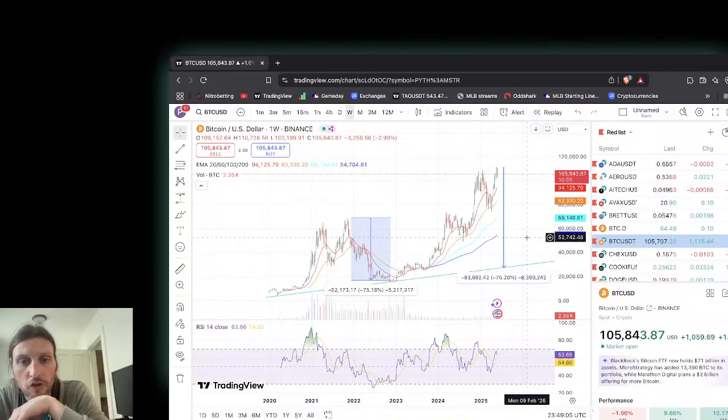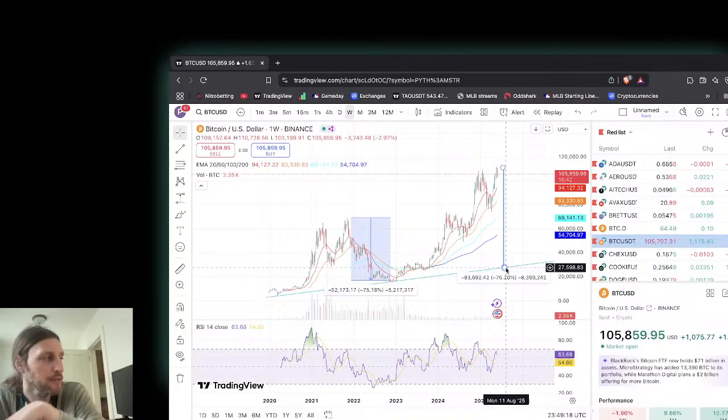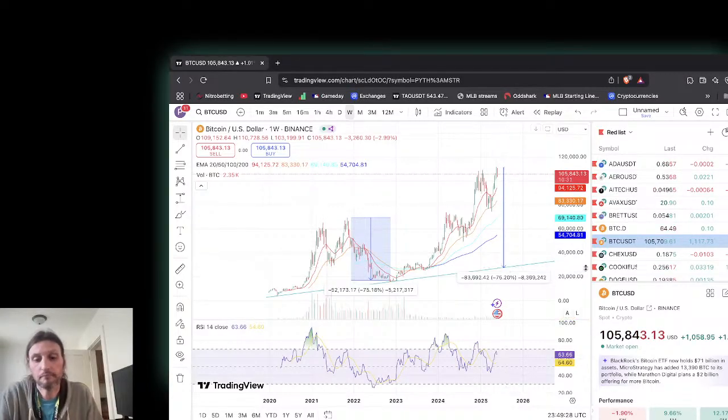Do you think that is coincidence? 75.18% pullback, 75.2% pullback, and it takes us directly to the same trend line. So, cycles don't repeat, cycles rhyme. We're not going to see the exact same.